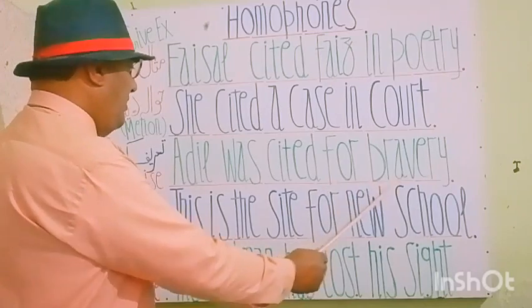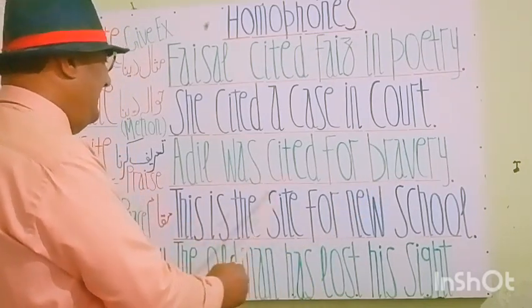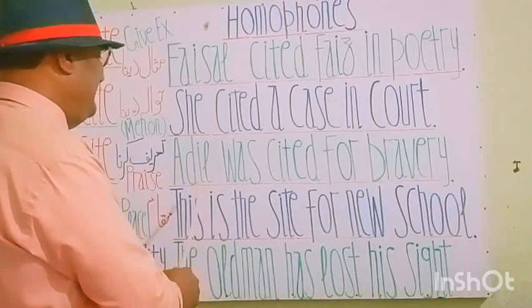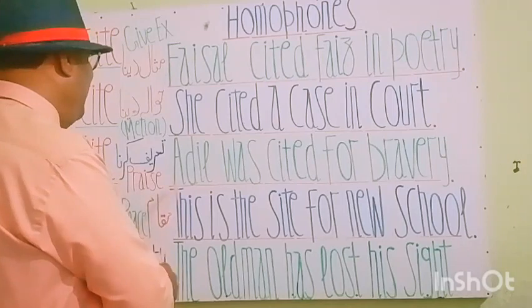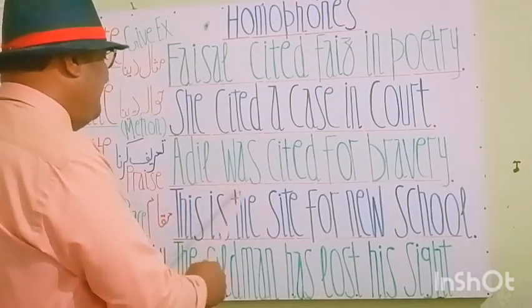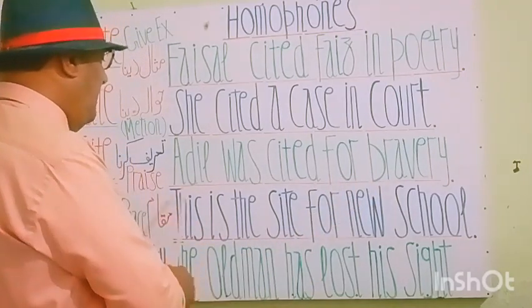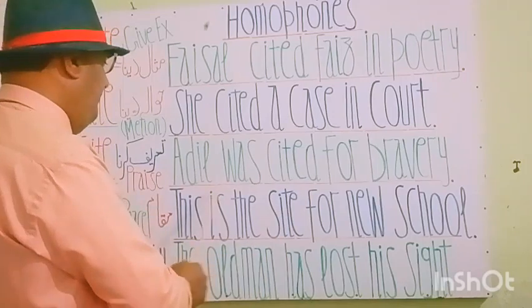Adil was cited for bravery. Adil ki bahadri ki tarif ki gayi. This is past tense in passive, and cite means here to praise somebody, to praise someone. Adil was cited for bravery. Bahadri ke liye Adil ki tarif ki gayi.